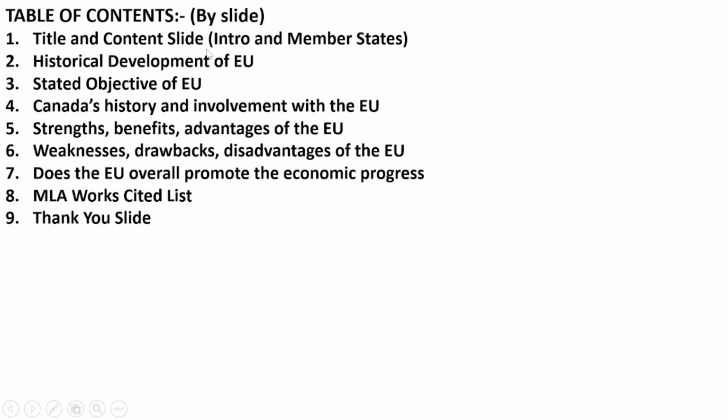The first is the introduction, and it describes the member states. The second slide is where we get the historical development of the European Union. The third is where we get the stated objectives of the European Union. The fourth is where we know about Canada's history and involvement with the European Union. In fifth, we know the strengths, benefits, and advantages of the European Union. In sixth, we know about the weaknesses, drawbacks, and disadvantages of the European Union.